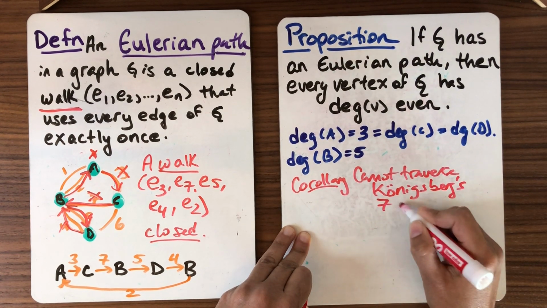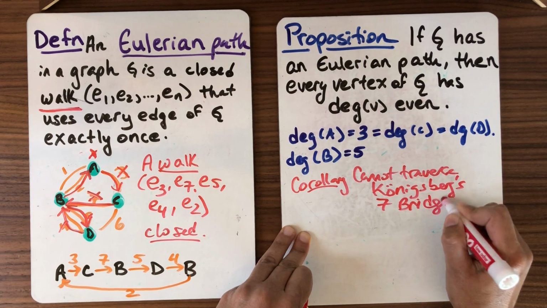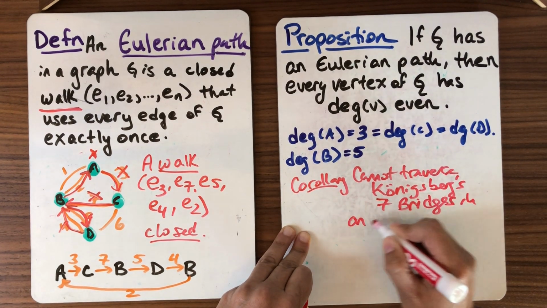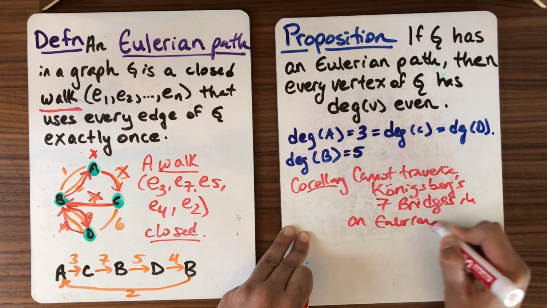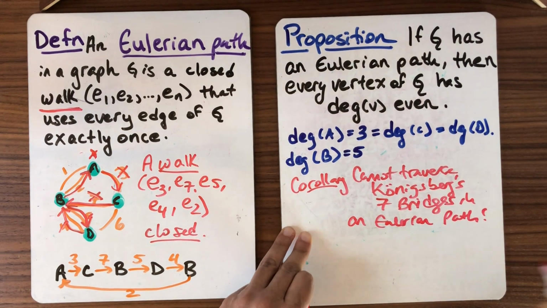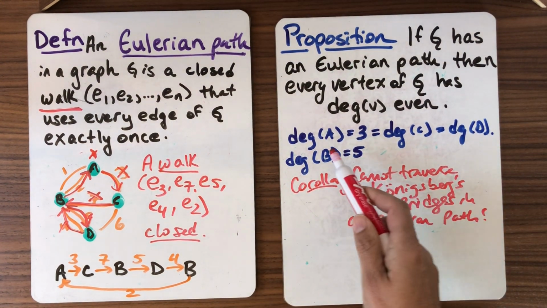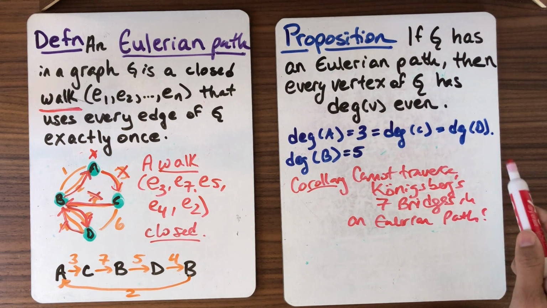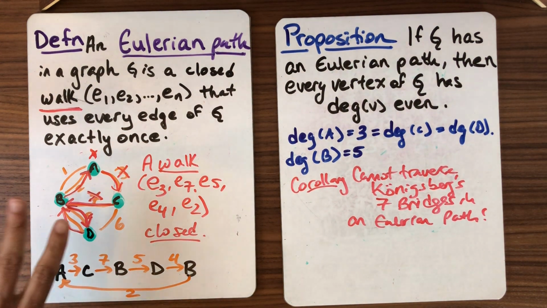Königsberg's, let's say, 7 bridges in an Eulerian path. Why not? Because if we could, then the degree of every landmass would be even. In fact, the degree of every single one of them is odd. So we really can't do it. There's no way to solve it.